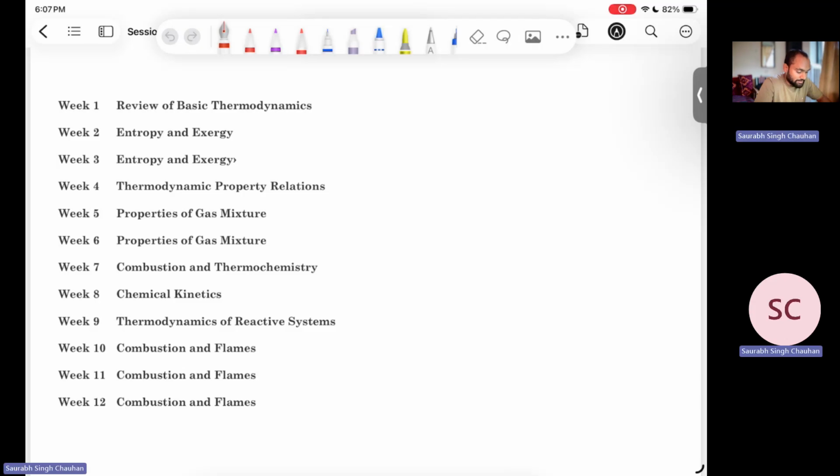In the previous session we had discussion on entropy and exergy, and also some discussion on second law efficiency and some related topics. So in this session, we will be focusing on thermodynamic properties and relation among those properties.